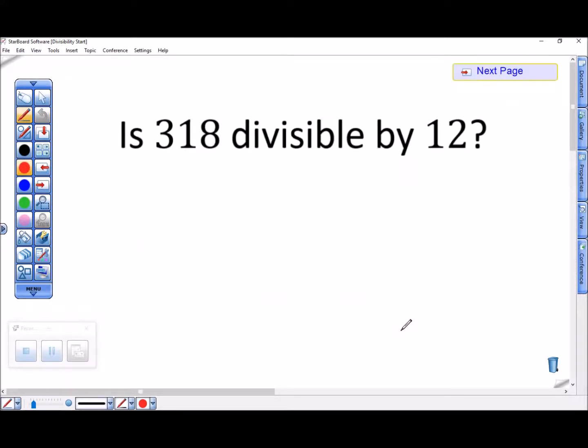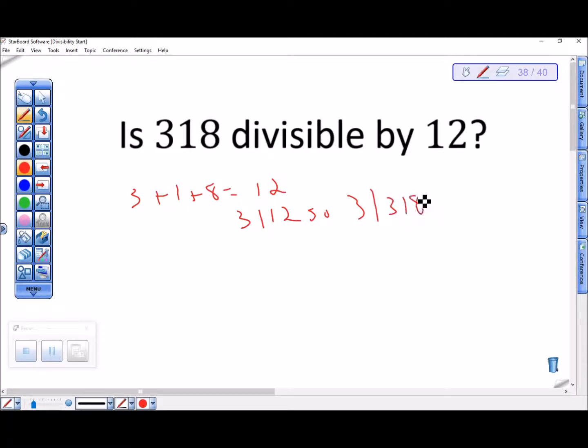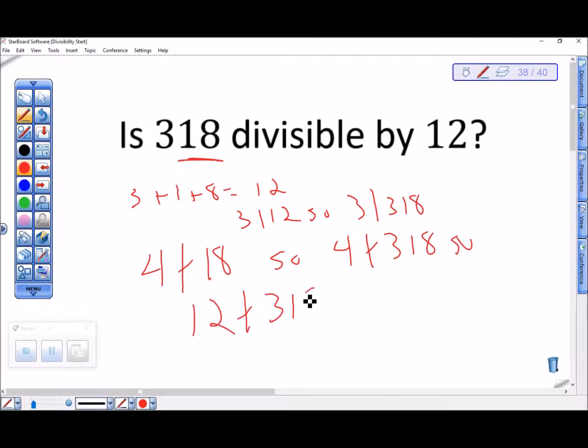Let's check another number. Is 318 divisible by 12? I can see pretty quickly 318 is divisible by 3. But what about 4? To check 4, I need to know, does 4 divide 18? And it doesn't. 4 does not divide 18. So 4 does not divide 318. So 12 does not divide 318. Okay, and I shouldn't have even checked for 3, because if I checked for 4, I would see right away 4 does not divide it because it doesn't go into 18.